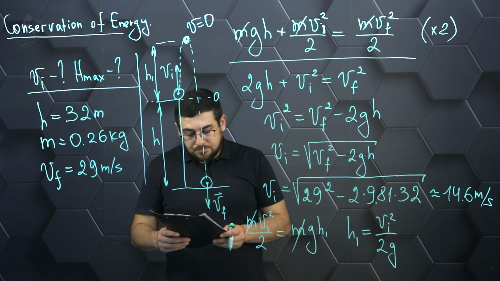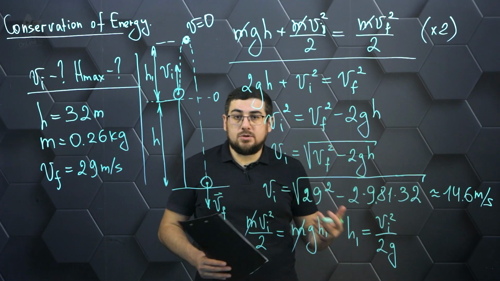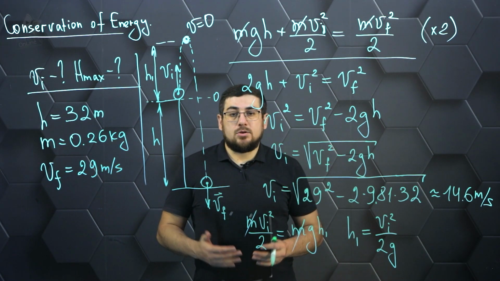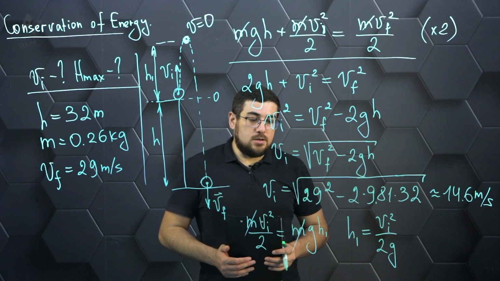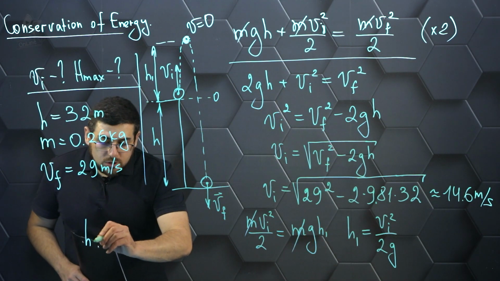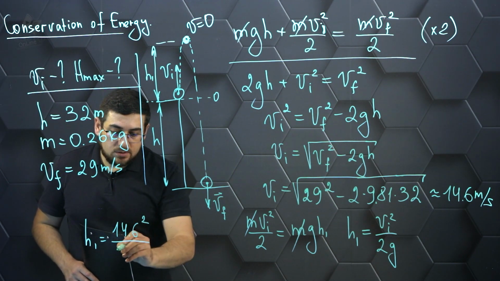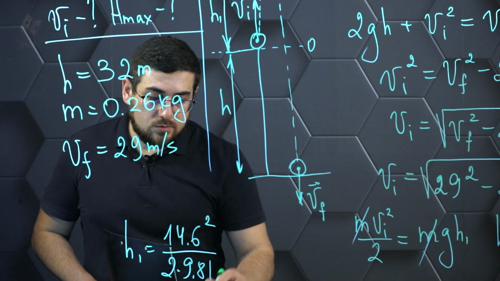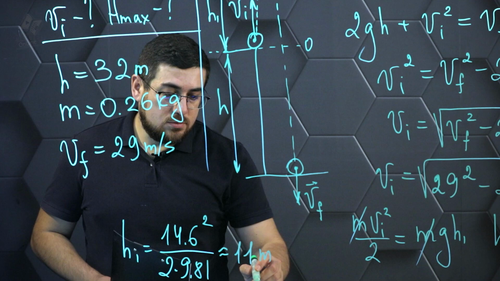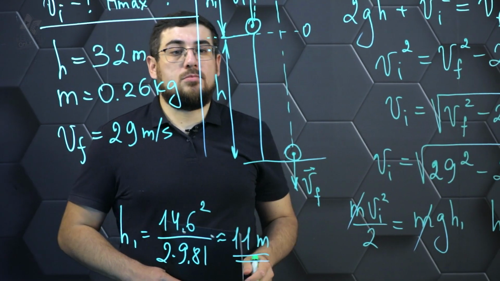And we have such an expression. It remains to calculate and note that nothing here depends on the mass. The mass was known to us, but as we see, mass does not play a role in such a movement. During the derivation of formulas, it is reduced. So let's calculate the value for this height. We get 14.6 squared divided by 2 times 9.81, and we get an approximate height of 11 meters. This will be the additional height relative to the throwing point.